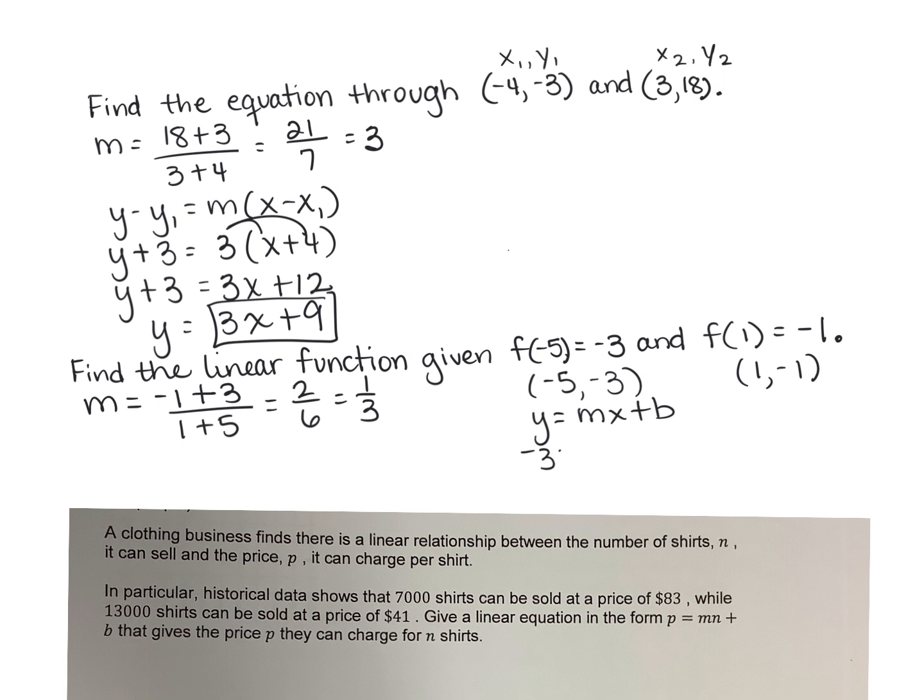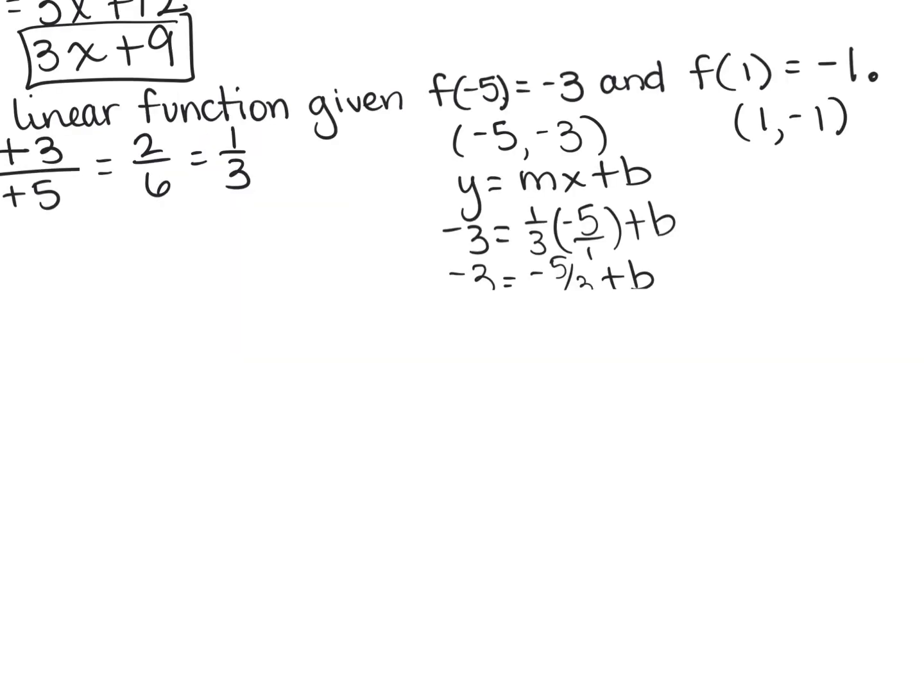I have negative 3 is equal to 1/3 times negative 5 plus b. So this gives me negative 3 is equal to negative 5/3 plus b. And then we have to get a common denominator of 3, so negative 9/3 plus 5/3 is equal to b. So then I know that b is equal to negative 4/3.